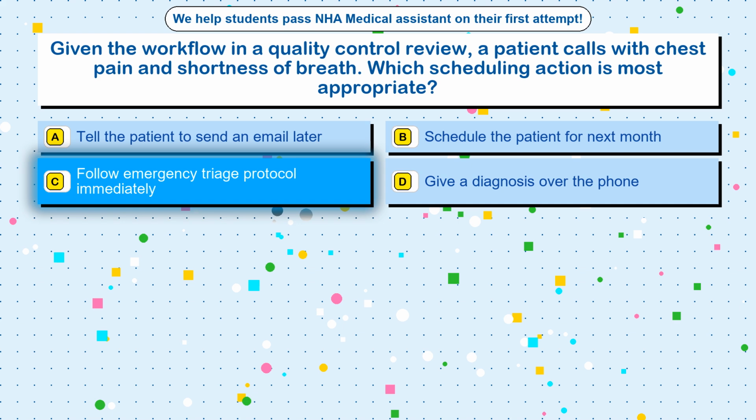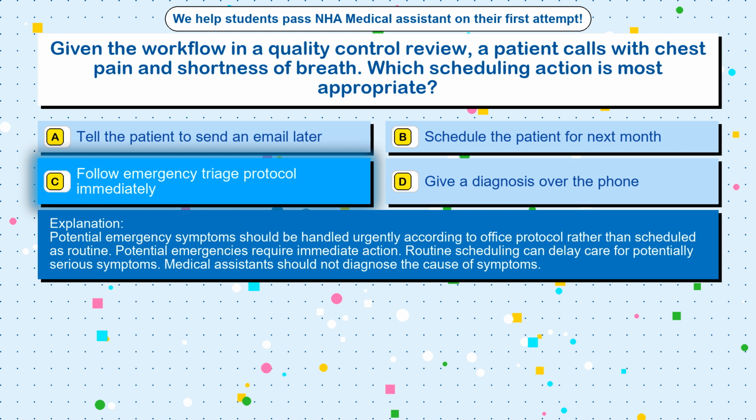The correct answer is option C, follow emergency triage protocol immediately. Potential emergency symptoms should be handled urgently according to office protocol rather than scheduled as routine. Potential emergencies require immediate action. Routine scheduling can delay care for potentially serious symptoms. Medical assistants should not diagnose the cause of symptoms.